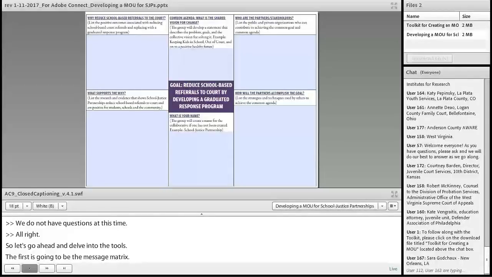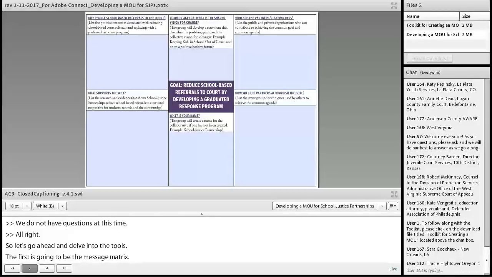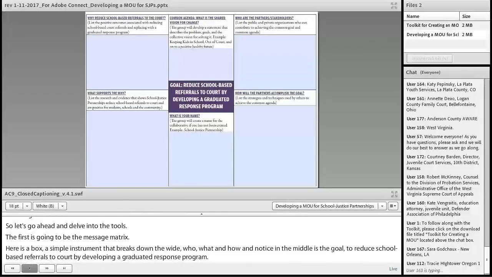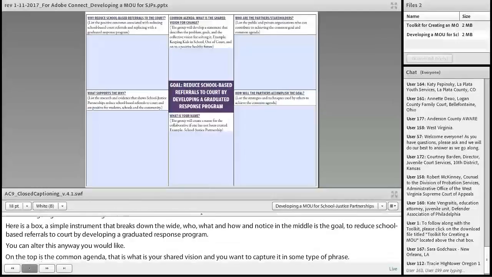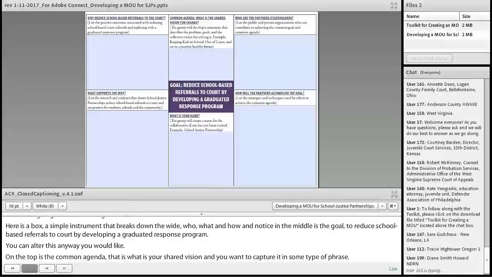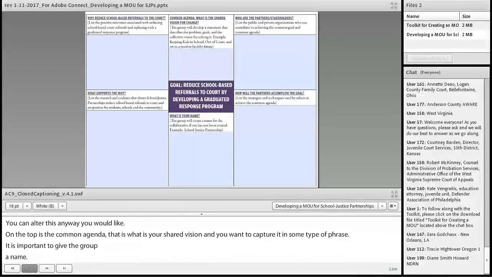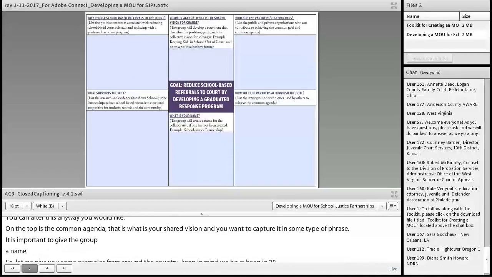But then at the top, you have your common agenda. That is, what is your shared vision? You want to capture it in some type of phrase, okay? And it's important, as I said earlier, to give the group a name. So let me give you some examples from around the country. And keep in mind, we have been in 38 states so far, and have helped many jurisdictions to develop their school justice partnership using these tools.